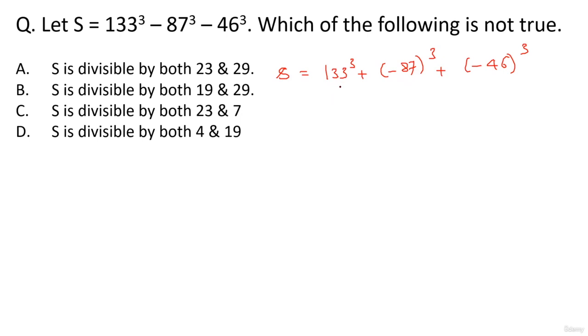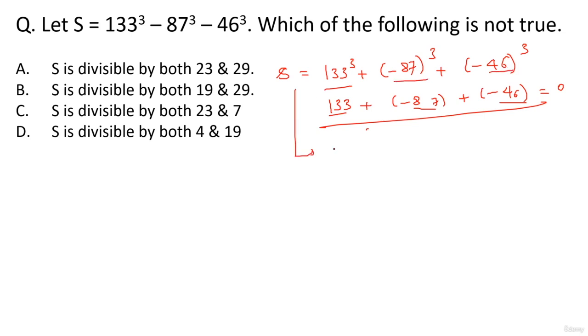Now the advantage of doing this is, we observe that 133 plus minus 87 plus minus 46 is equal to 0, right? So if a plus b plus c is 0, a cube plus b cube plus c cube will be equal to 3 into a into b into c. Okay, now let's check the options.